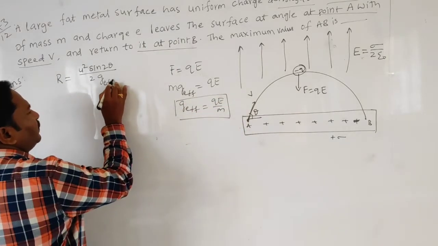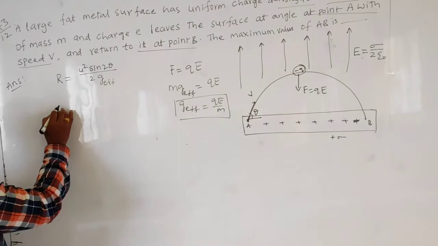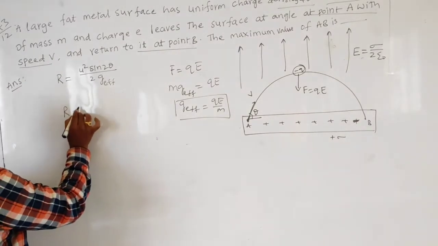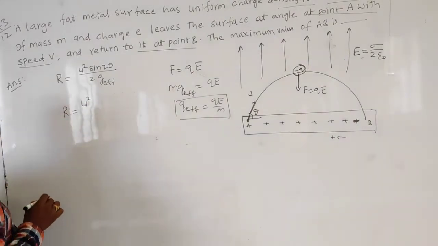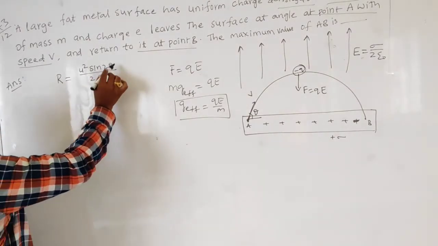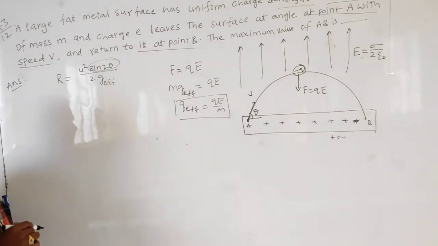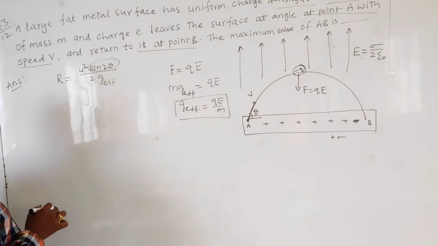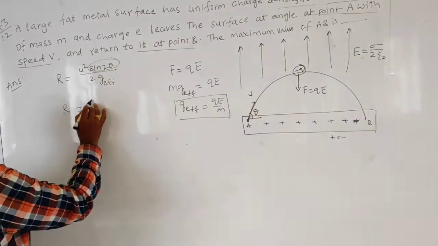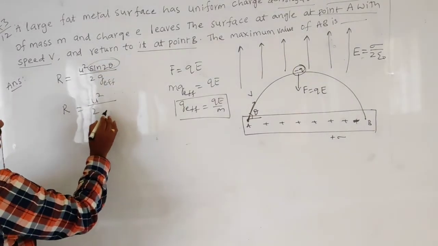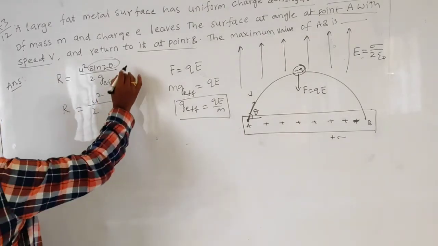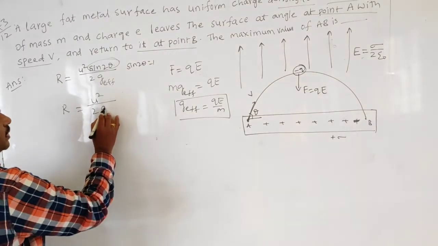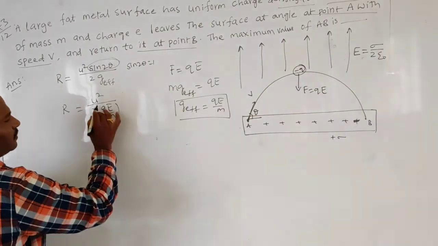So this is the g effective. R equal to u square by g effective. So when will it be maximum? When sin 2 theta is maximum, that is when sin 2 theta equals 1, this becomes the maximum value. So R equal to u square by g effective, and here g effective is qE by m.